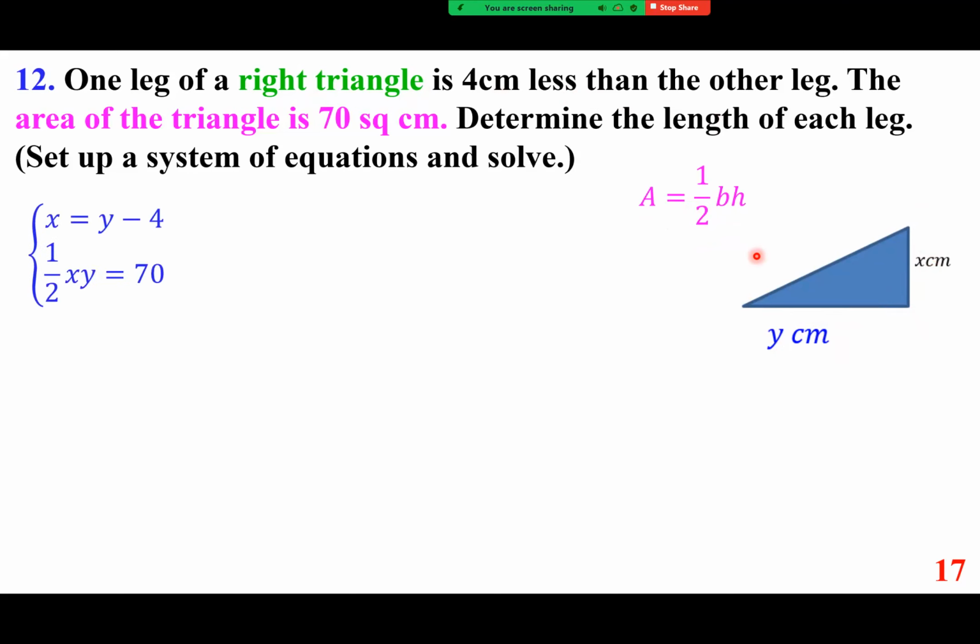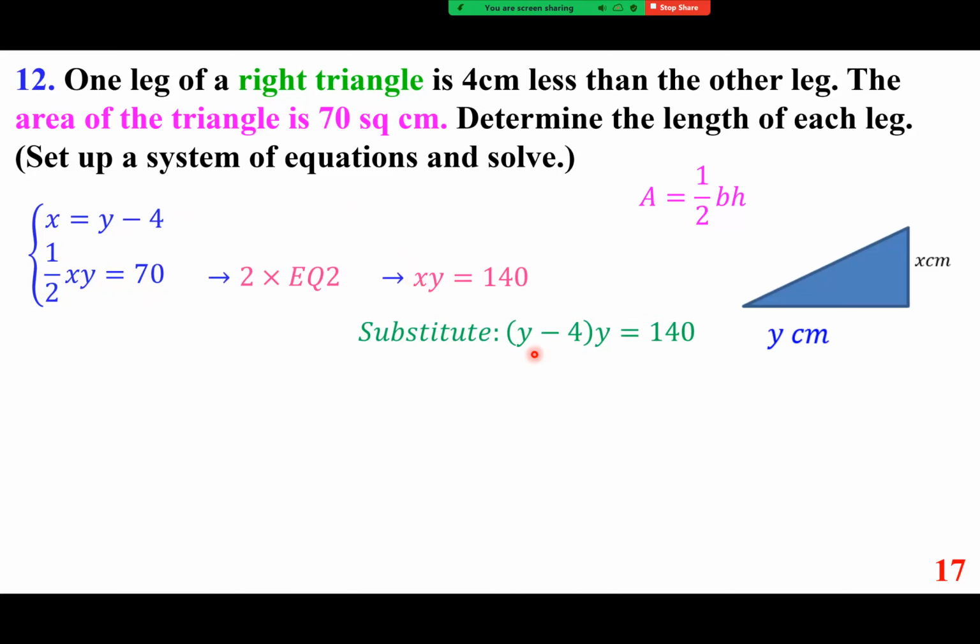So X minus Y is 4. X equals Y minus 4. And half of X times Y is 70. Because we want to avoid dealing with fractions, if we multiply this one by 2, we get XY equals 140. And now X is Y minus 4, replace it. Substitution will do the job.